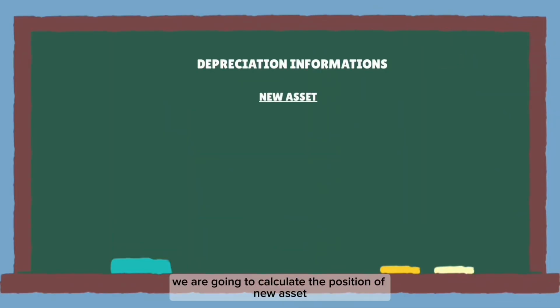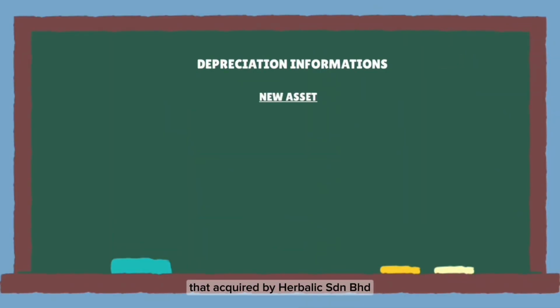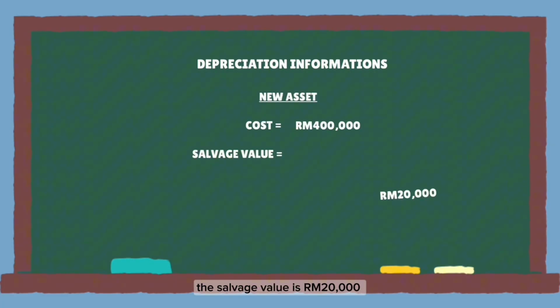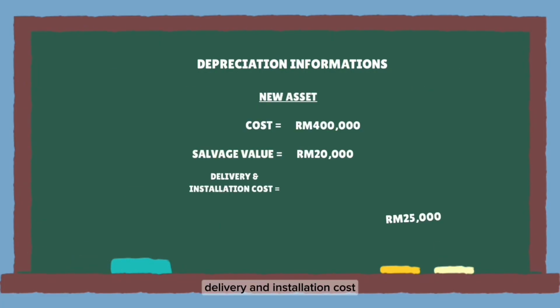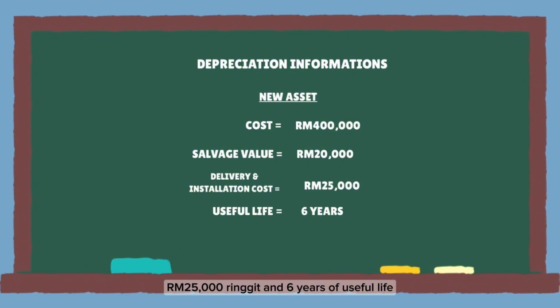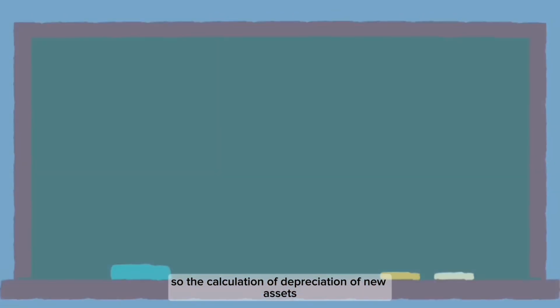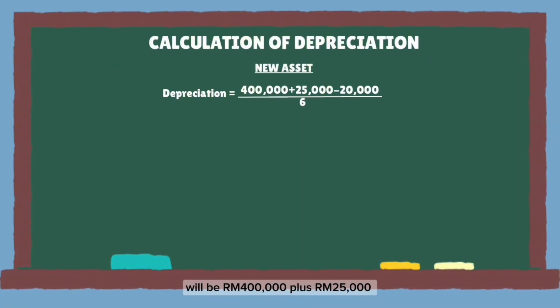Next, we are going to calculate the depreciation of the new asset acquired by Herbalic Stadium Berhad. The cost is given as 400,000 ringgit, the salvage value is 20,000 ringgit, the delivery and installation cost is 25,000 ringgit, and the useful life is 6 years. So the depreciation of the new asset will be 400,000 ringgit plus 25,000 ringgit delivery and installation cost, deduct the salvage value of 20,000 ringgit, and divide by 6 years of useful life, which equals 67,500 ringgit.